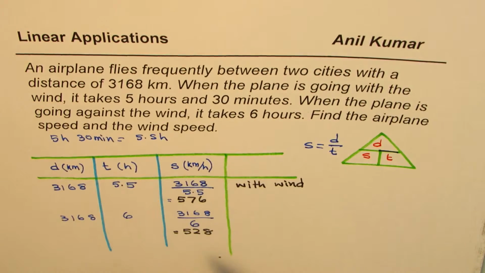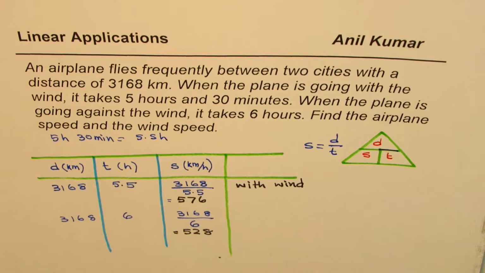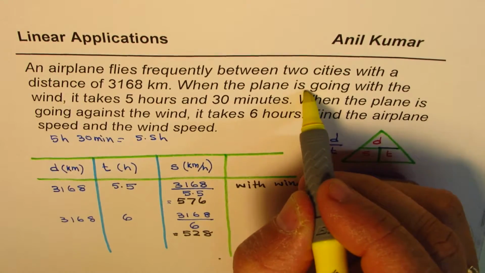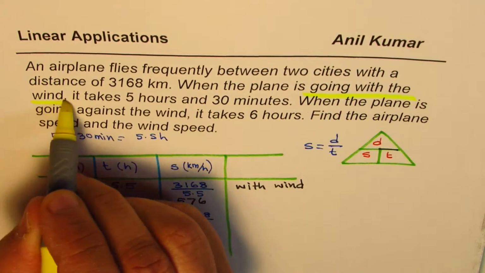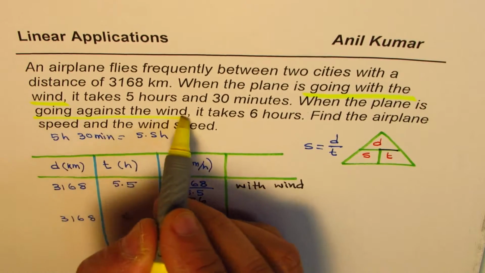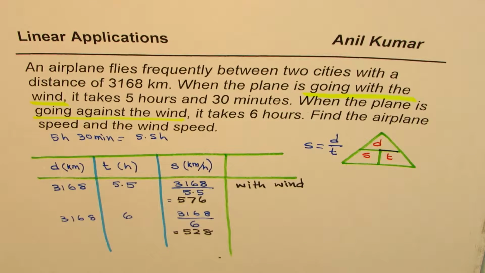it is the same plane, why these speeds are different? Well, the reason here is very simple. The reason is going with the wind. And when the plane is going against the wind, that makes a huge difference.